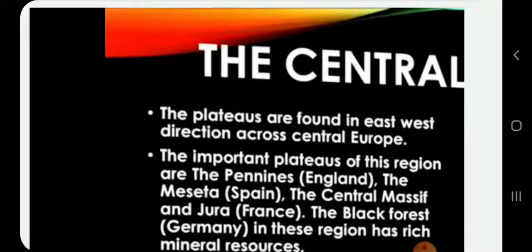The Pennines is called the backbone of England.